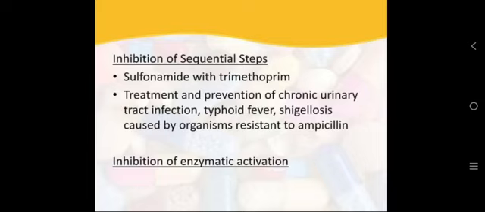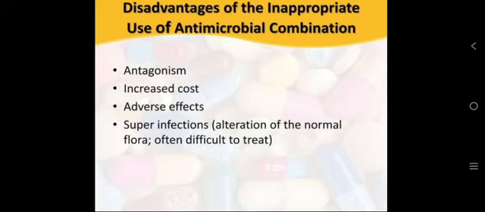Inhibition of sequential steps. Sulfonamide with trimethoprim. Treatment and prevention of chronic urinary tract infection, typhoid fever caused by organism resistant to ampicillin. Inhibition of enzymatic activation. Disadvantages of the inappropriate use of antimicrobial combinations. Antagonism, increased cost, adverse effect, superinfections. These are the common disadvantages seen in antimicrobial combination usage.